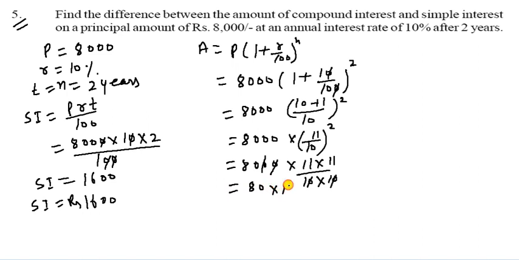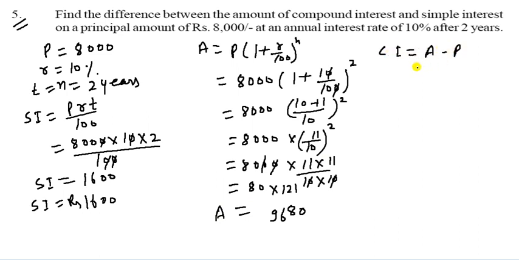So 0 cancels with this 0 and this 0 will be cancelled with this 0. So we get 80 into 121. So 8 ones are 8, 8 twos are 16, and 8 ones are 8, and we get 9680. So that is the amount.